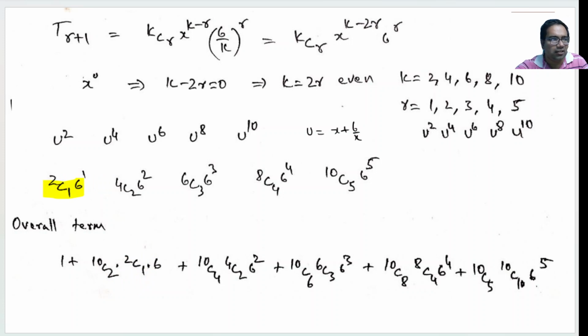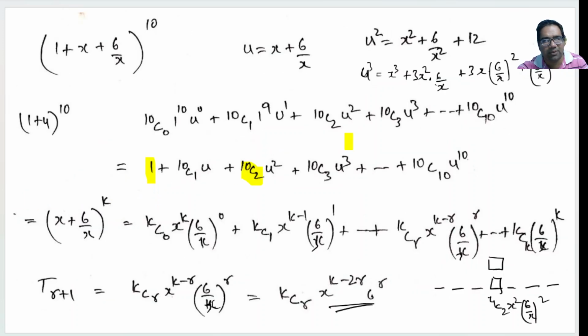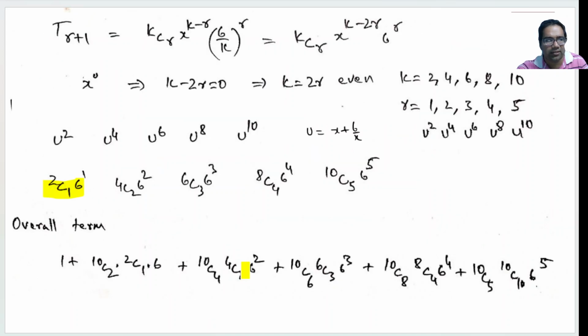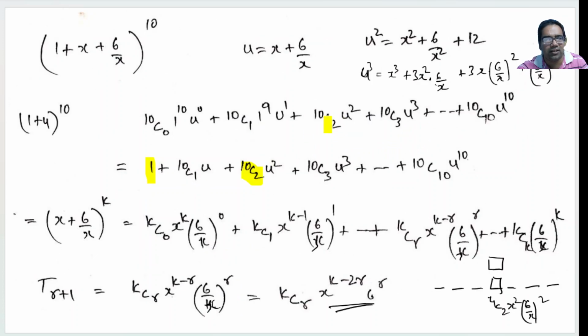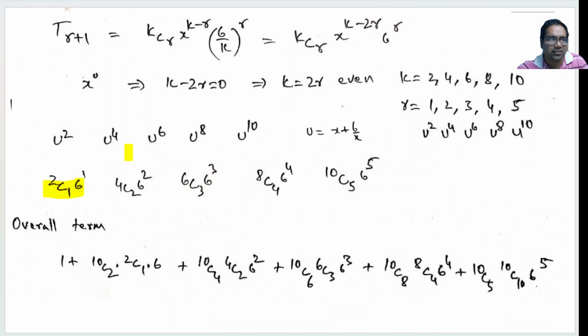Similarly, in u power 4, there is this term which is independent of x. But u power 4 is already multiplied by 10C4. What is the coefficient of u power 4? It is this expansion: 10C4 u power 4, 10C6 u power 6, 10C8 u power 8, 10C10 u power 10. So for u power 4, the coefficient is already 10C4. And there is a term called 4C2 6 square within this u power 4, which is independent of x.